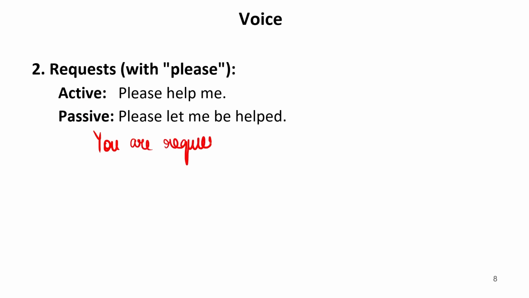Now the most important thing in this form is whenever the word requested is written over here, we should not write the word please again. So this sentence will be like "you are requested to help me." This is the basic sentence. You are requested to help me. This is the passive voice of this sentence.